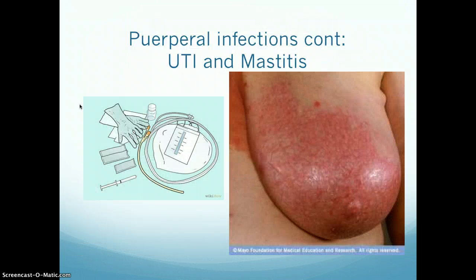All right, two other infections that I want to talk about just briefly because we already have are UTIs and mastitis. So the patient who has either the vaginal birth or the C-section is at risk for UTI if she's received a Foley cath, which, let's face it, all of our women with epidurals are usually Foleyed or straight cathed, and certainly all of our C-section patients have a Foley cath, so they're at risk for UTIs.